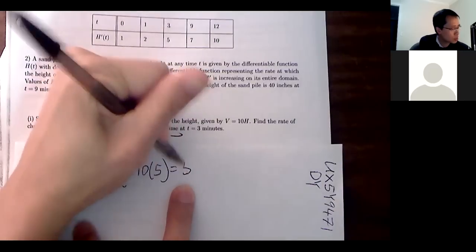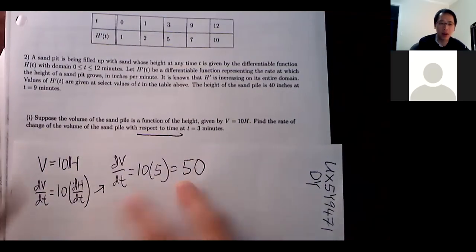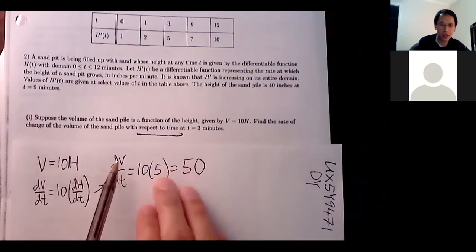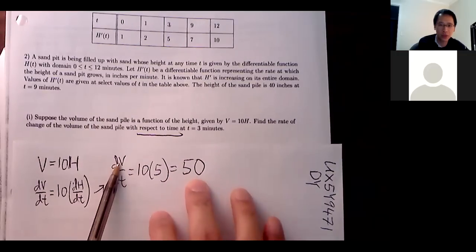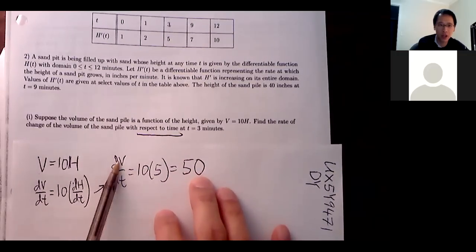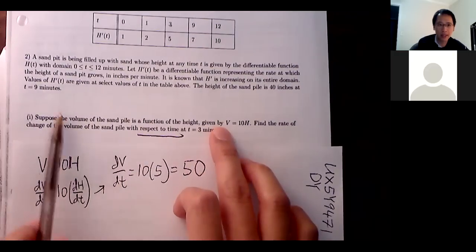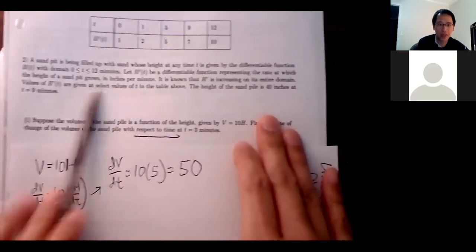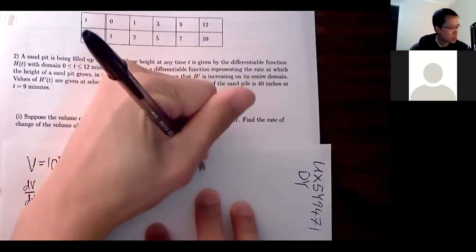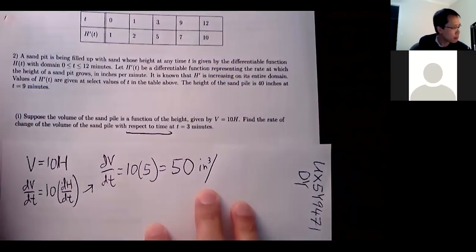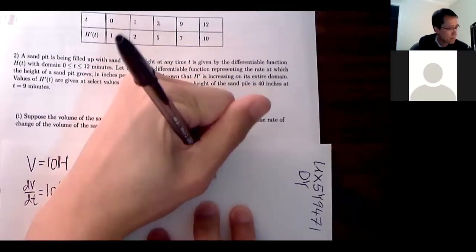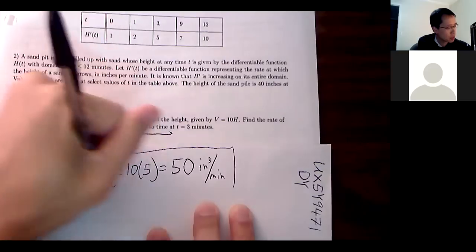And that's just going to be equal to 50. And then our units of measure, right? This is dV, so that's the rate of change with respect to time, volume with respect to time. So we're talking about height in terms of inches. So it's going to be cubic inches per minute. So that's what I'll say.